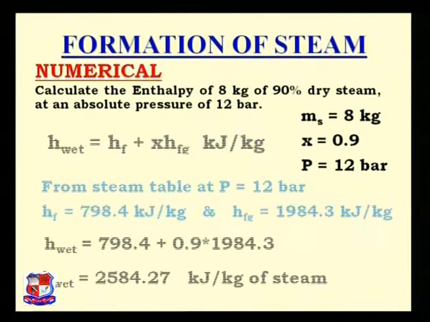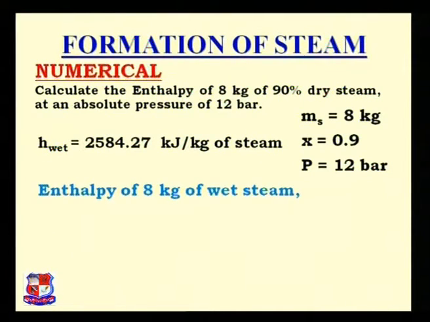Now friends, we have got the answer, that is, the specific enthalpy of wet steam is equal to 2584.27 kilojoule per kilogram of steam. It means it is only for 1 kilogram of steam, and in the numerical they have asked us to calculate the enthalpy of 8 kilogram of steam. It means we have to find out the enthalpy of 8 kilogram of wet steam.